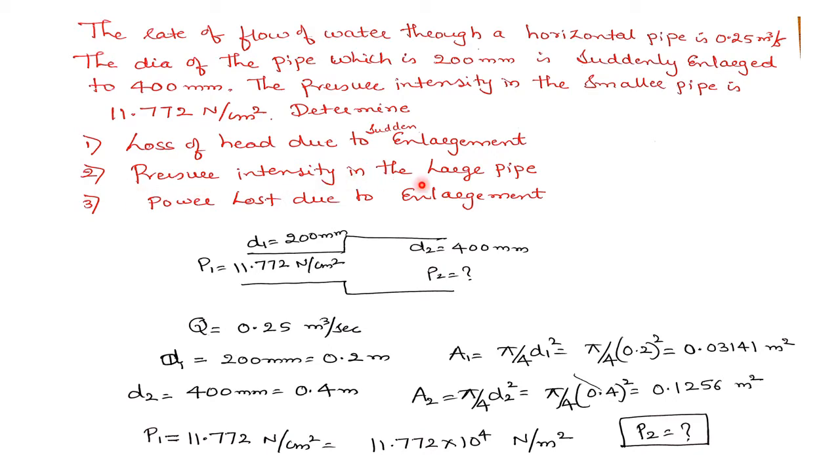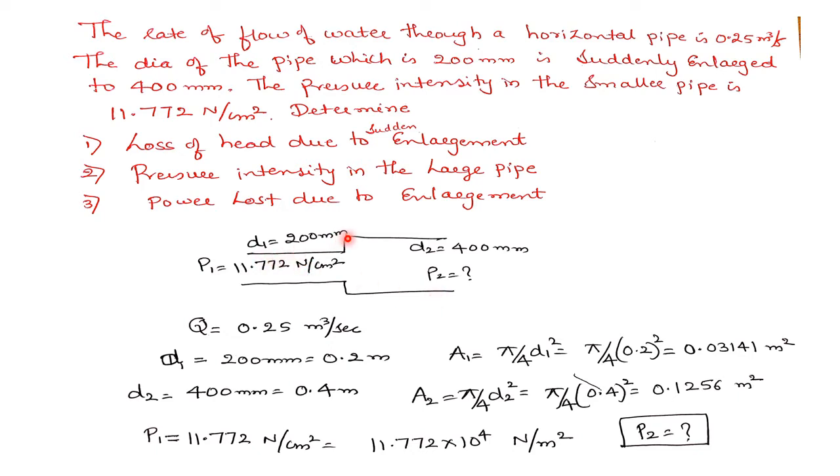Second, the pressure intensity in the larger pipe. Third, the power lost due to enlargement. So this is the problem which is based on sudden enlargement. I have drawn the sketch here. The diameter of the pipe is suddenly enlarged from 200 to 400 mm.